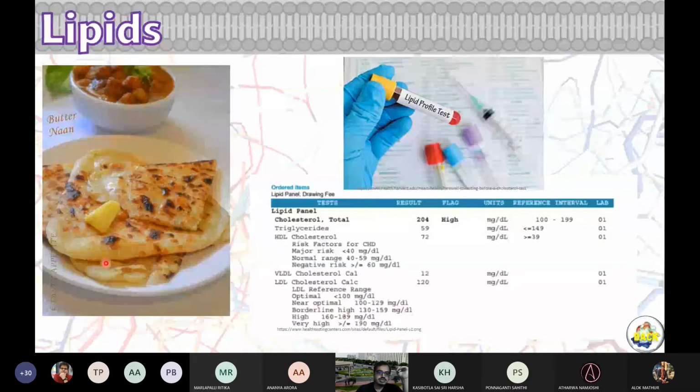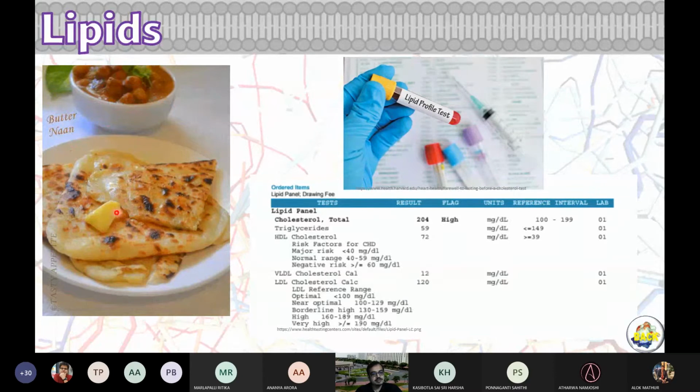Next comes the next molecule called lipids. What are lipids? You know, see this butter. It's a butter naan. You must be missing going out for lunch frequently because of this COVID and all. I hope you have all finished your lunch.